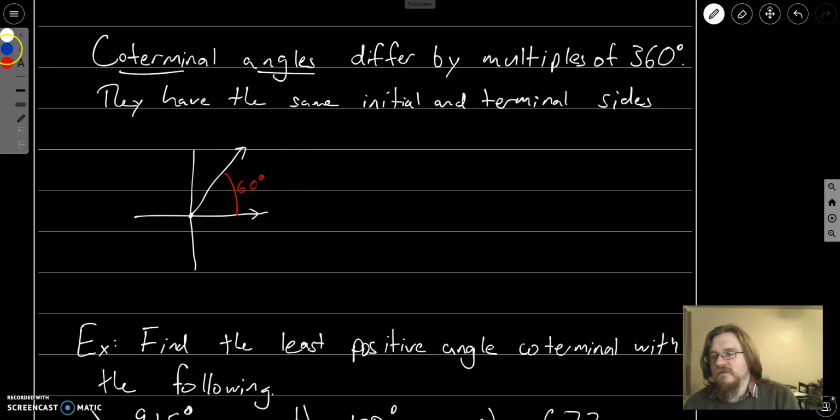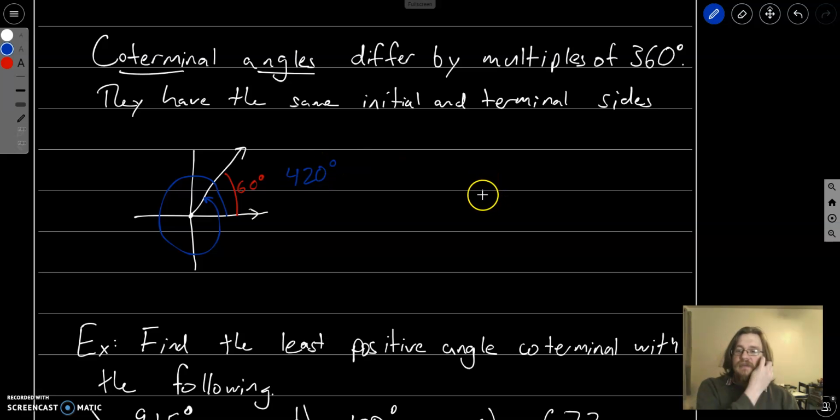But I could also be talking about the angle that comes up and continues around past where it started and then finishes at this line as well. So what is this angle? I've gone around once, so one complete rotation is 360 degrees, and I've gone an extra 60 degrees, like it is here. So 360 plus another 60, that's going to be 420 degrees.